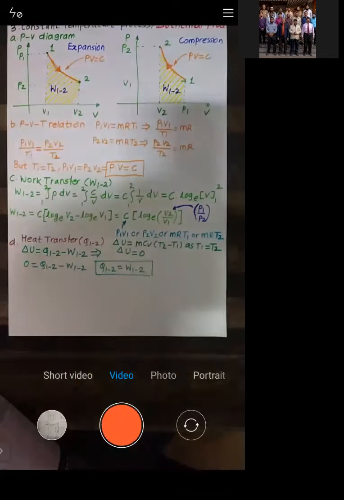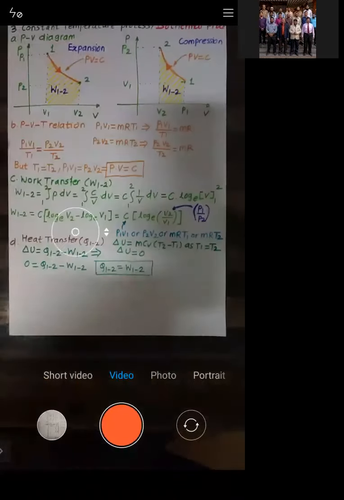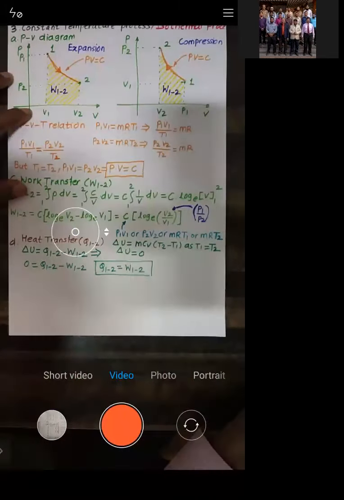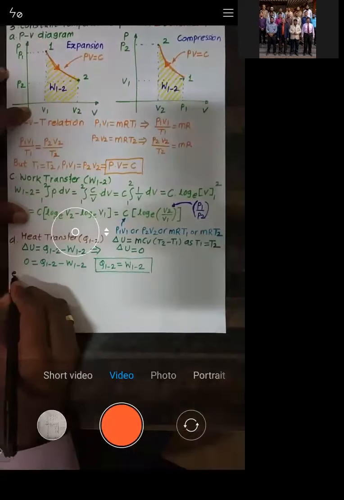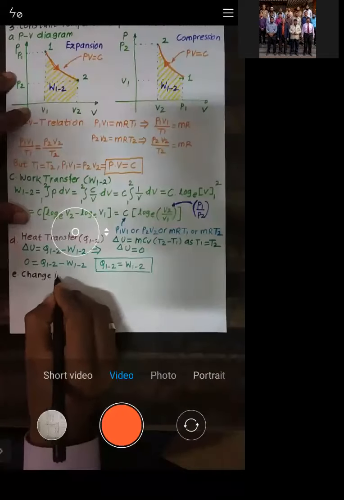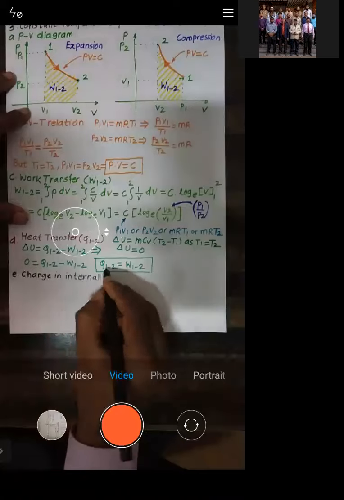Is it okay, all of you? Let me know, because the change in internal energy is 0. Clear? Yes or no? If you want, I will write this down one more time as a separate term: change in internal energy.